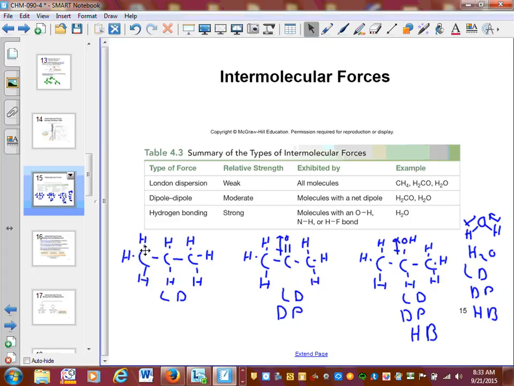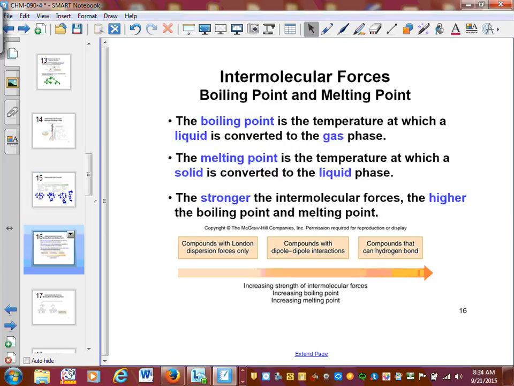And you can tell this if you ever spill water on the table, and spill nail polish remover on the table, the nail polish remover will evaporate a lot quicker than the water because it has less intermolecular attraction. The boiling point is the temperature at which a liquid is converted to the gas. The melting point is when the solid is converted to a liquid. So again, the stronger the intermolecular forces, the higher the boiling point and melting point. Okay?